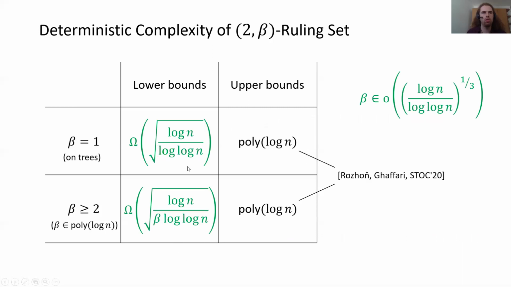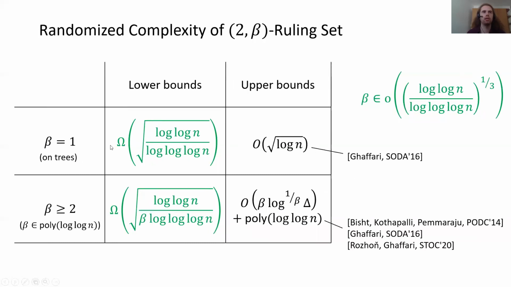Now, these are our new deterministic lower bounds, which basically say that there is no sub-polylogarithmic algorithm for 2-beta ruling set. And since the lower bound already holds on trees, we get the first super-log-star lower bound for MIS on trees. Here, the beta in our bounds can be up to some polylogarithmic expression in n.